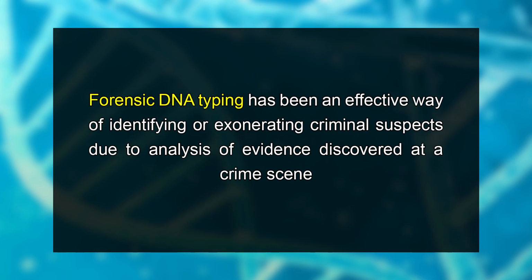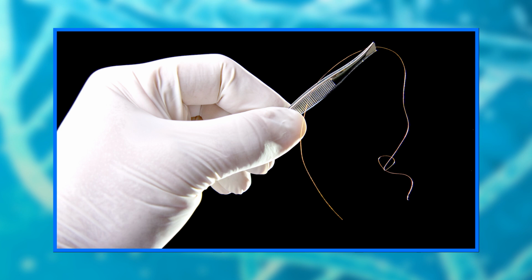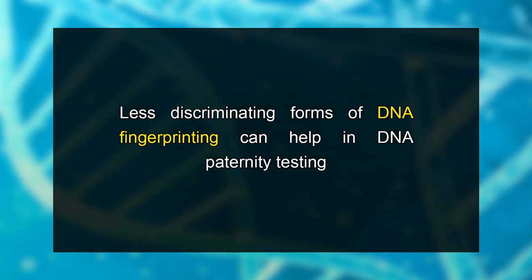Forensic DNA typing has been an effective way of identifying or exonerating criminal suspects due to analysis of evidence discovered at a crime scene. PCR is a very powerful and significant analytical tool to use for forensic DNA typing. For example, a single human hair with attached hair follicle has enough DNA to conduct the analysis. Less discriminating forms of DNA fingerprinting can help in DNA paternity testing. DNA from unidentified human remains can be tested and compared with that from possible parents, siblings, or children.